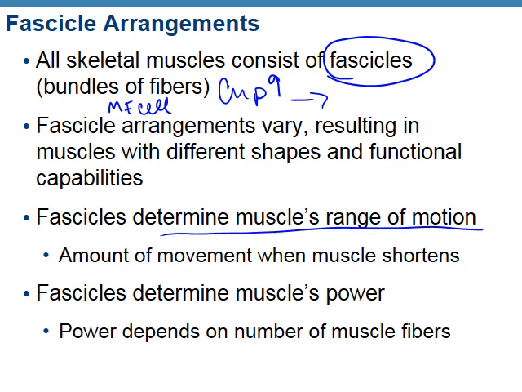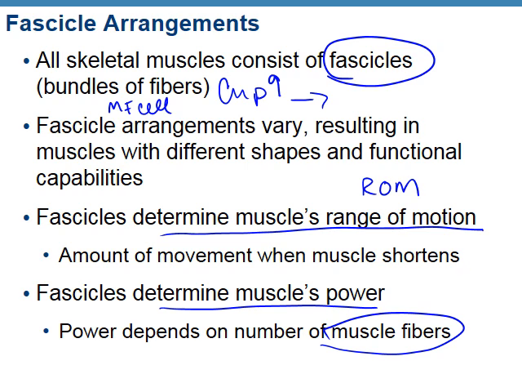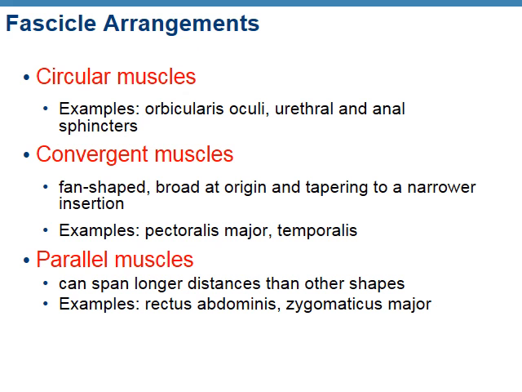Fascicles determine the muscle's range of motion. We talked about range of motion already, and it determines the muscle's power. So how many muscle fibers are there? All this means is the larger your muscle is, the more powerful the muscle is, right? Here are some of the fascicle arrangements and some examples. So circular muscles, they're going to be round. The muscle fiber cells are going to come together in a round pattern. Example, orbicularis oculi, urethral and anal sphincters.